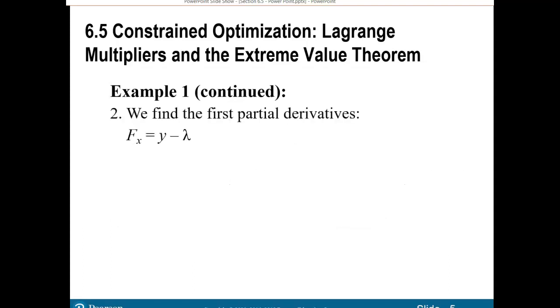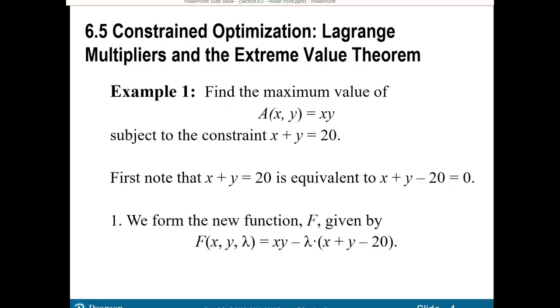All right, so we're going to find our first order partials. Let me go back to that real quick. I went a little bit quick through there. This is what we're going to find our partial derivatives of. We're going to find the first partial with respect to x, with respect to y, and with respect to lambda.